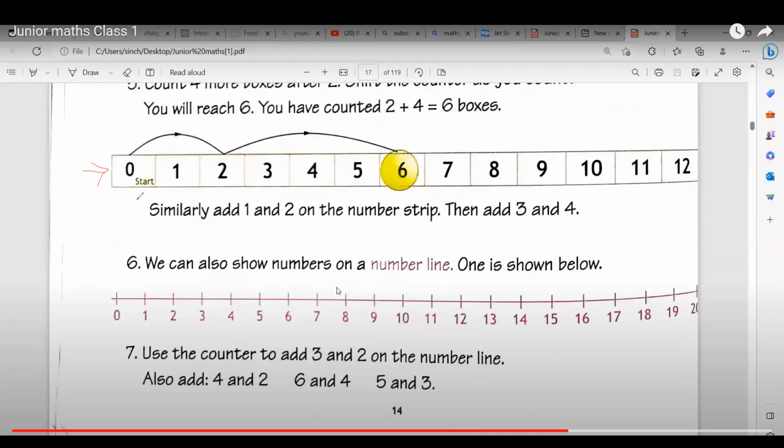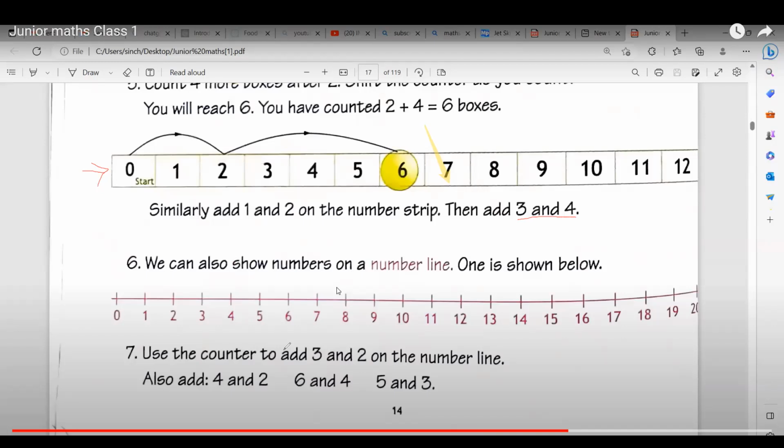Six, two, six, three, four. 6 and 4 is 10. No, why 6 and 4? 3 plus 4 is how much? 7. So show it on this number line. Very good, excellent. Now tell me number 6, this one. Number 6 is done. Not that one, number 7. Oh, I'm sorry. It's number 7.